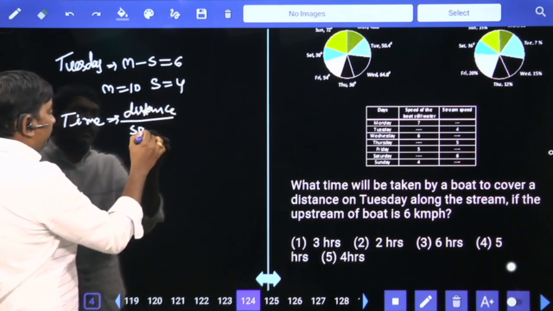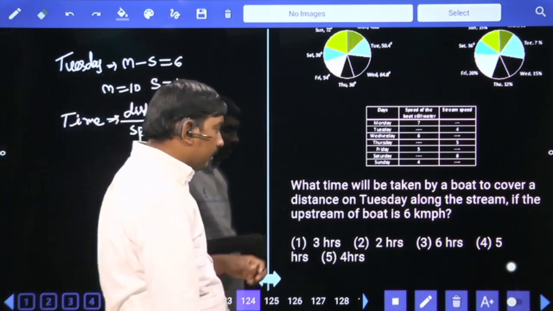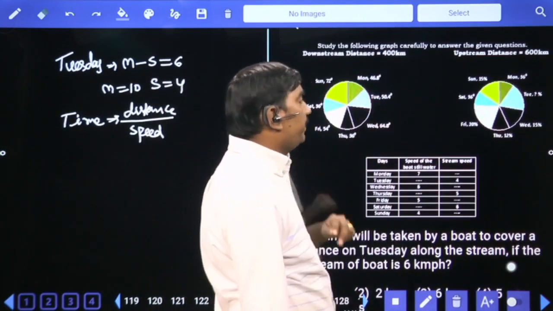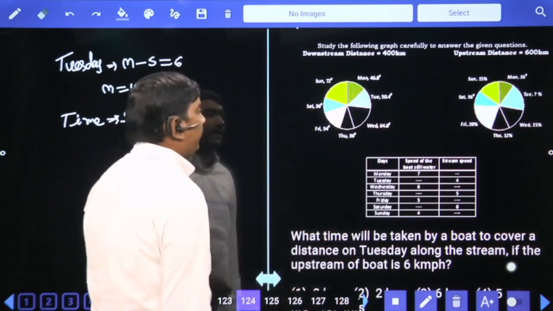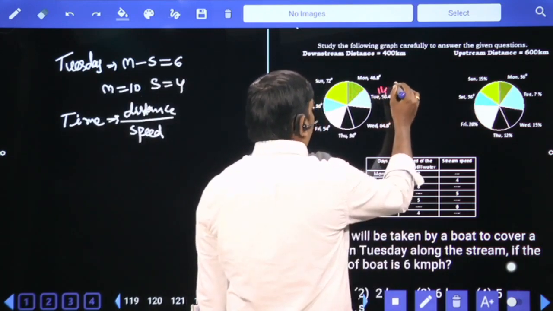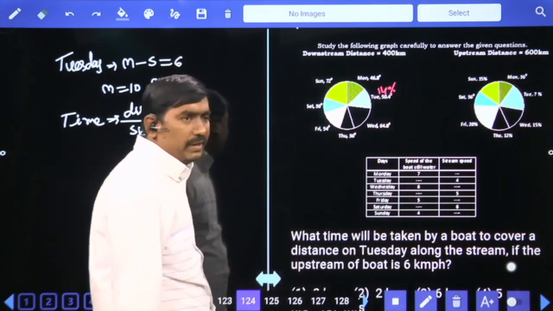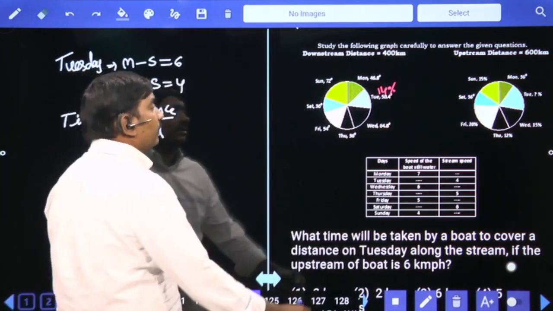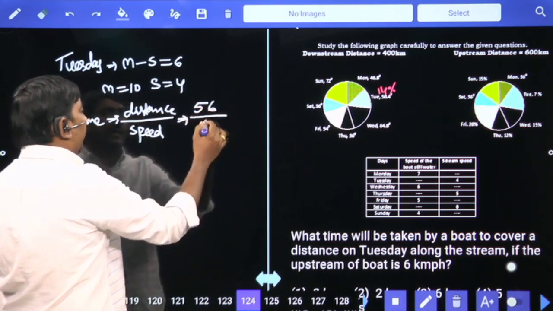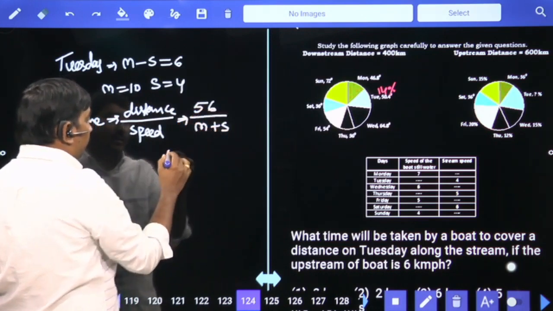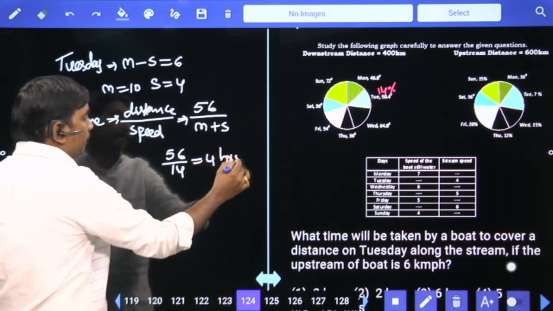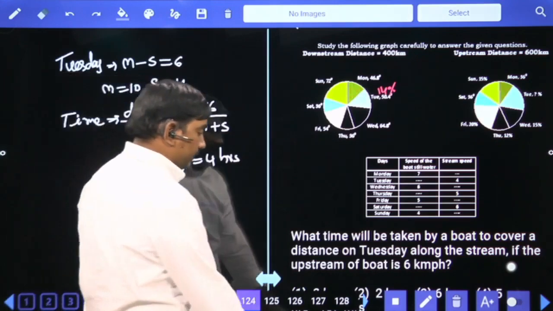Distance by speed. So on Tuesday, it was 50.4 degrees. That was 50.4 degrees. So nothing but 14%. 50.4 degrees means 14%. 14% of 400 means 56 kilometers. Along the stream means M plus S. 56 by 14 and the time required is 4 hours. Time required is 4 hours.